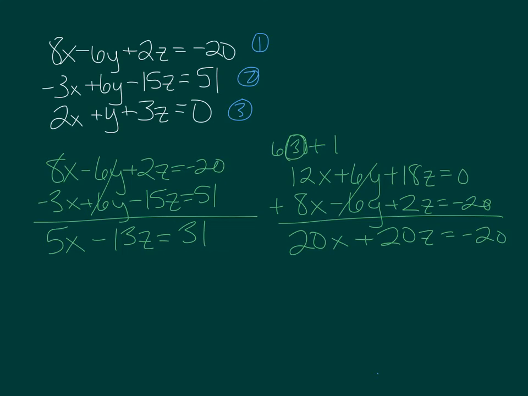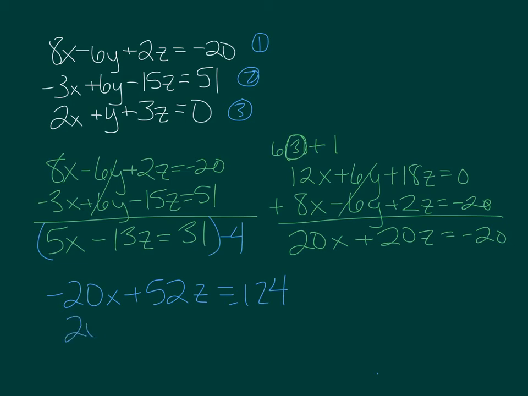Now we want another variable to eliminate. I don't think that 13 and 20 have very easy common multiples, but if you notice, 5 and 20 do. If I multiply 5 times 4, I'd get 20. Which means to solve the new system, what I'd like to do is multiply this entire equation by negative 4. Okay, if I multiply the entire equation by negative 4, I get minus 20x plus 52z equal to negative 124.